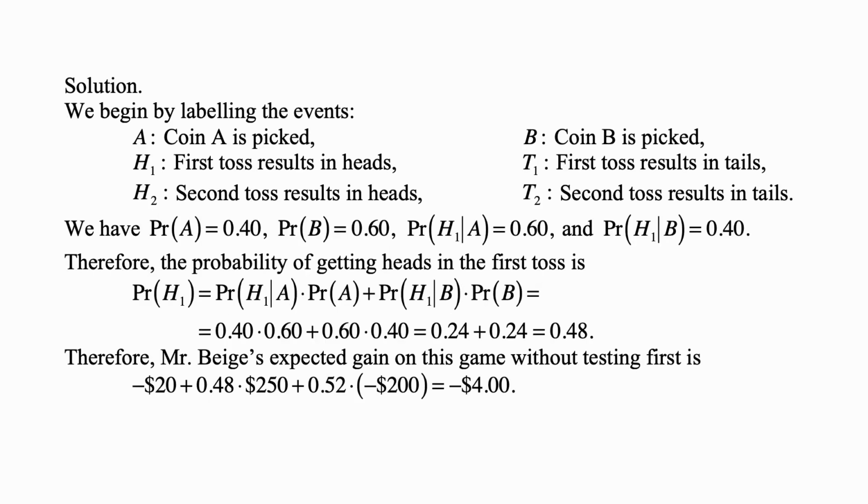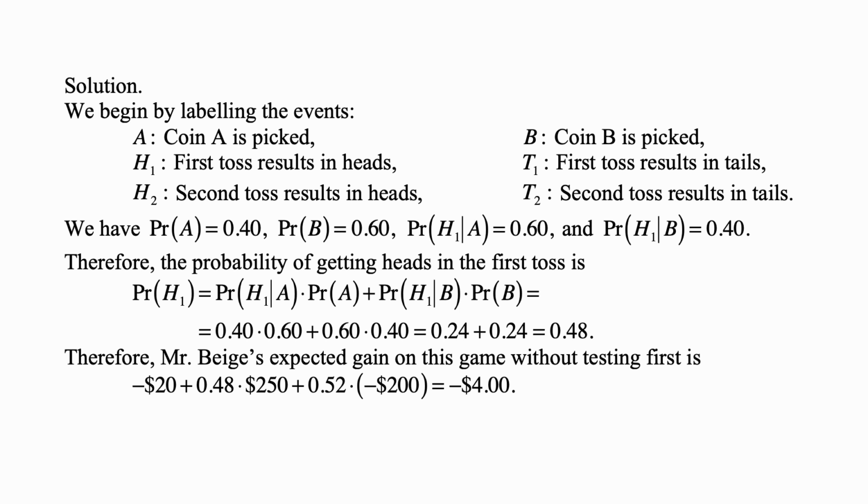Here's the solution. We begin by labeling the events. A, coin A is picked. B, coin B is picked. H1, first toss results in heads. T1, first toss results in tails. H2, second toss results in heads. T2, second toss results in tails. We are given that probability of A is 0.40, probability of B is 0.60, probability of H1 given A is 0.60, and probability of H1 given B is 0.40.